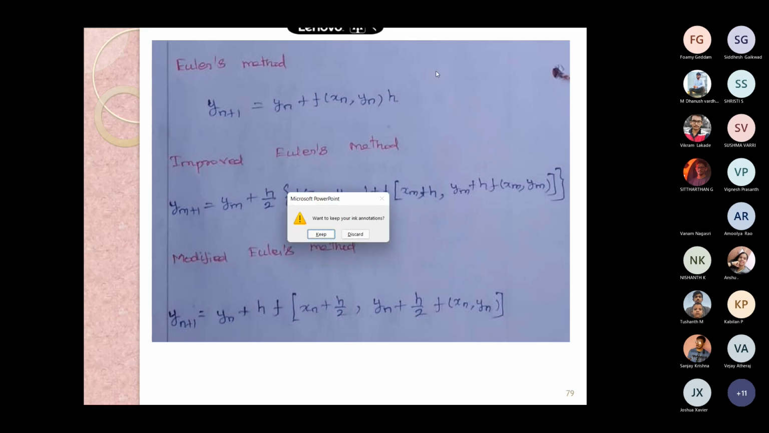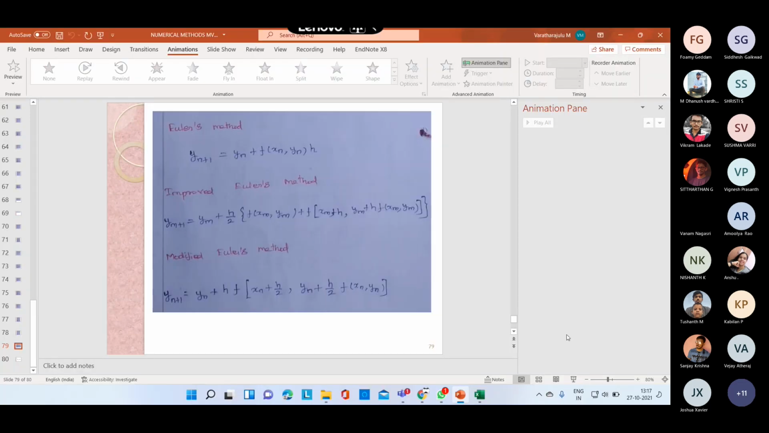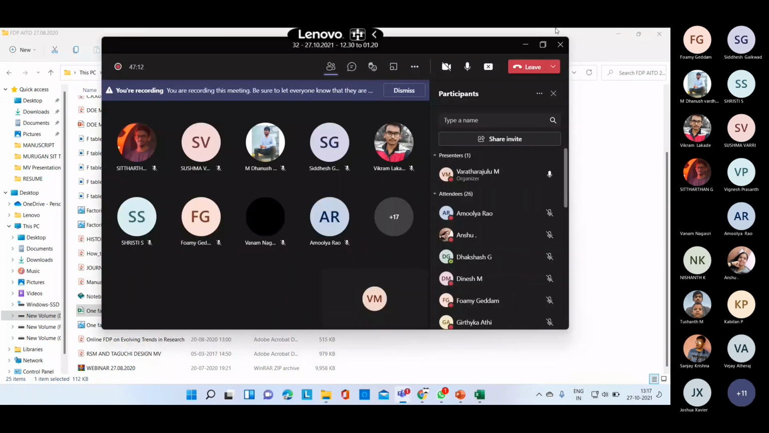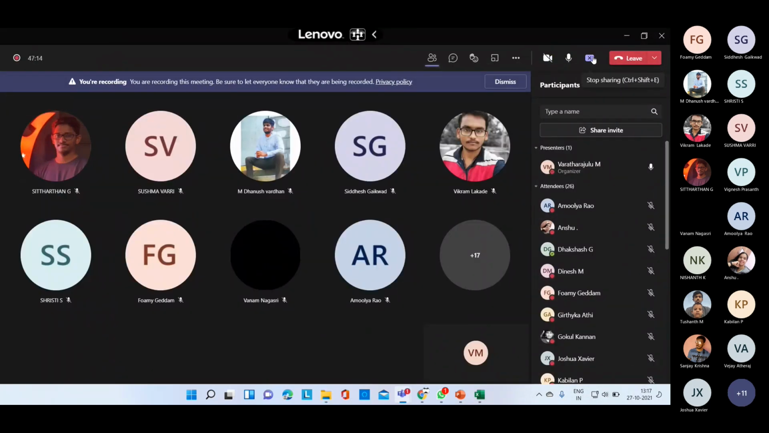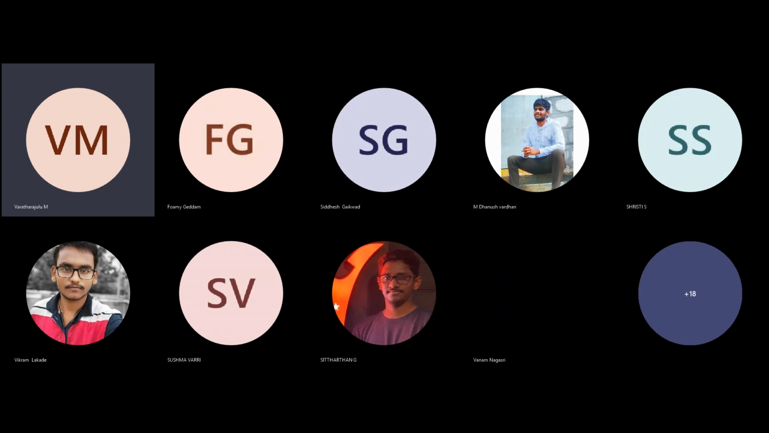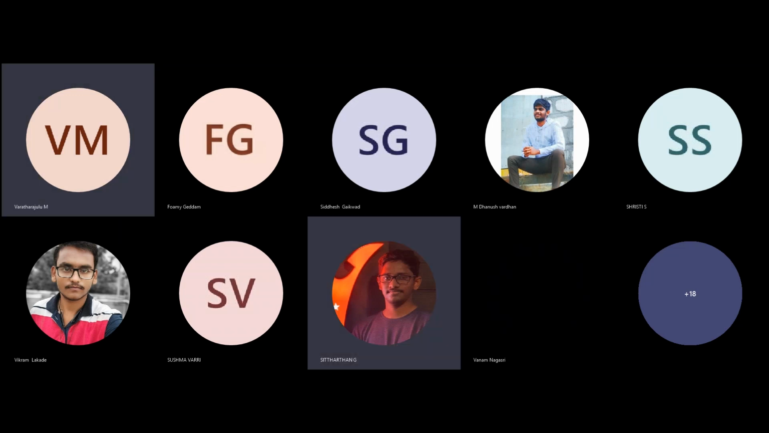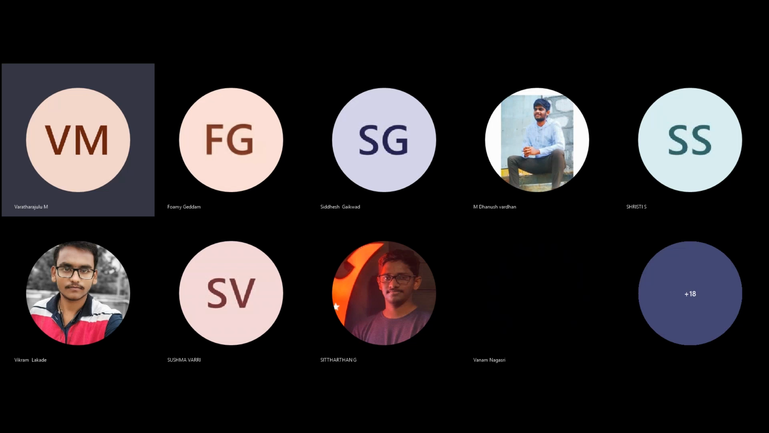Any clarification, any doubts? Any doubts? Any clarification with the modified or improved Euler's method? No, sir. Yes. Yes, my contents are over.